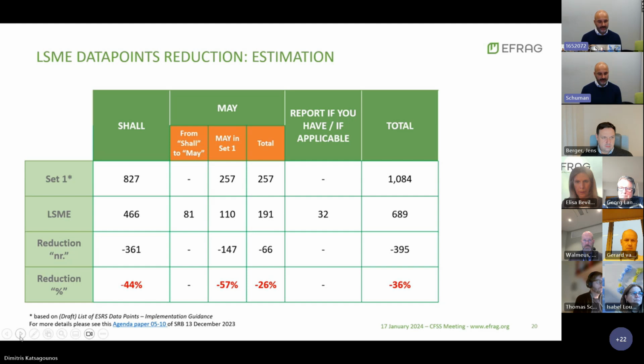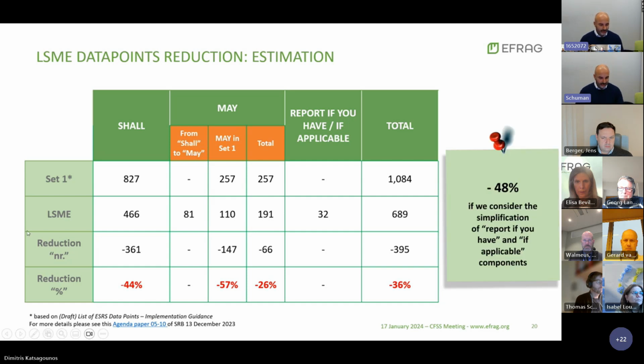Next slide, please. As Chiara mentioned at the beginning of this meeting, we have estimated, as you can see from this table, a reduction of almost 50% of data points compared to set 1, if we take into consideration the data points dropped from set 1 and the ones that are simplified as reported if you have and if applicable. As you can see in the table, we have also 81 data points changed from shall to may.